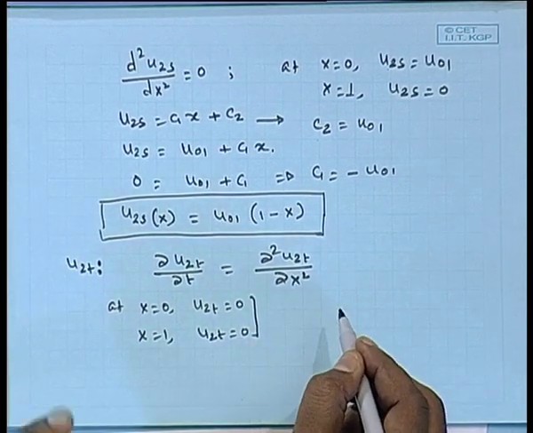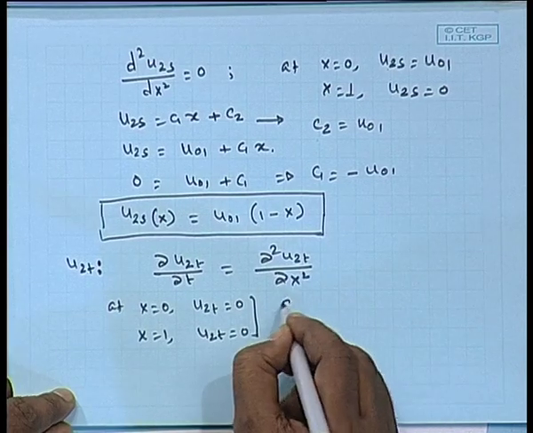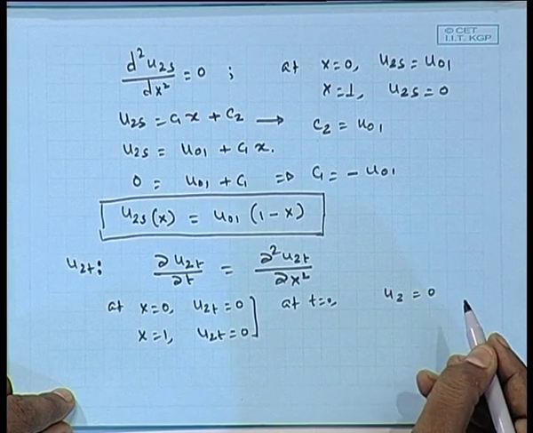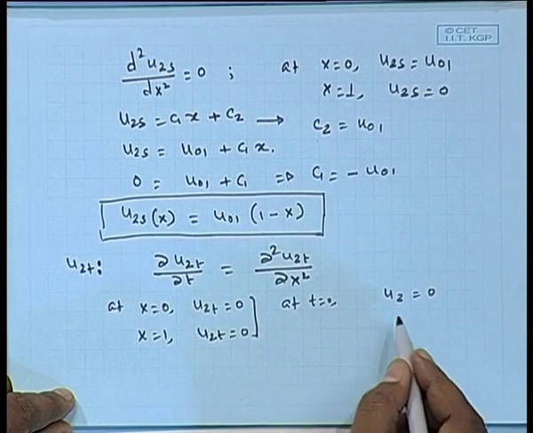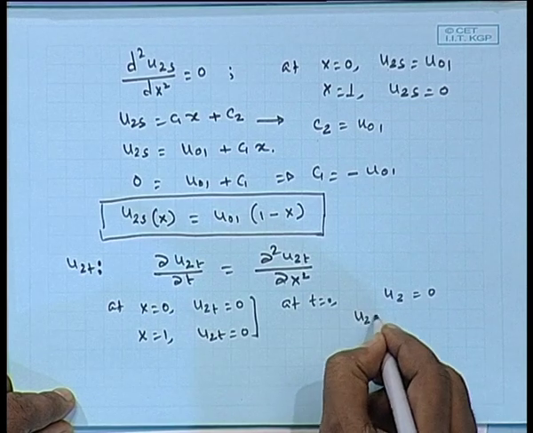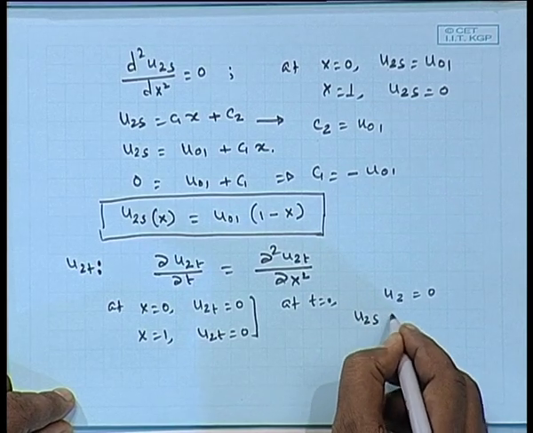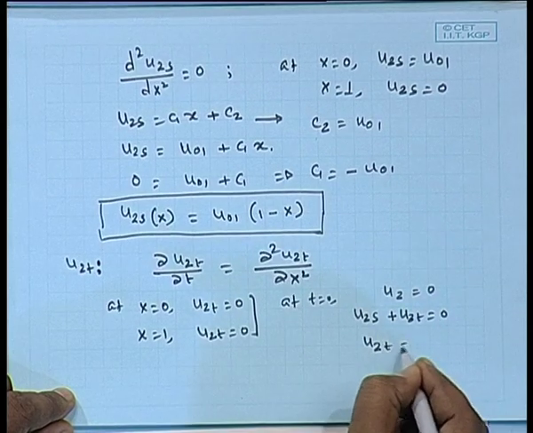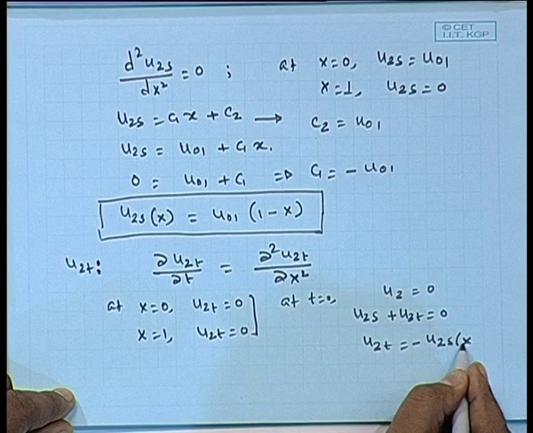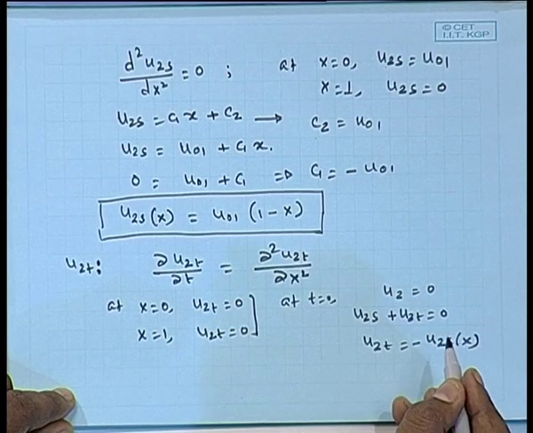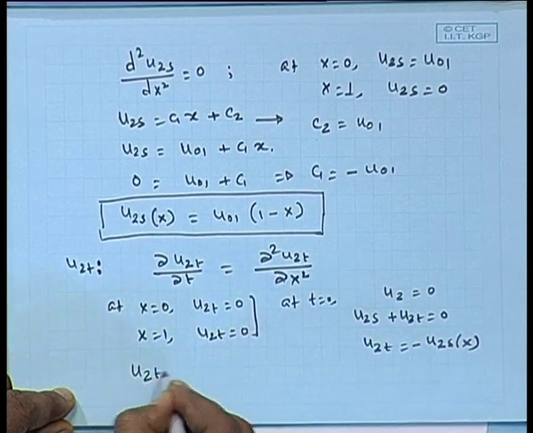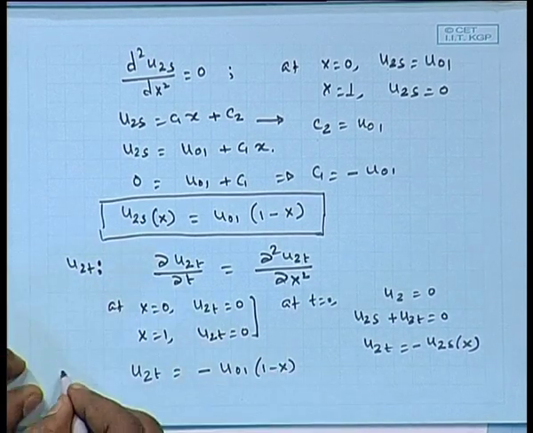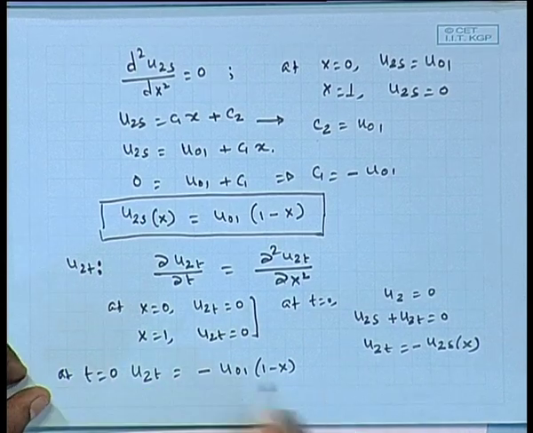Now, let us find out the initial condition. What was the initial condition? At t equal to 0, your u2 was equal to 0, right? And what is u2? u2 is nothing but u2s, which is a function of x, plus u2t, is equal to 0. That means u2t is nothing but minus u2s, which is a function of x. So, your u2t is equal to minus u01 into 1 minus x at time t equal to 0.